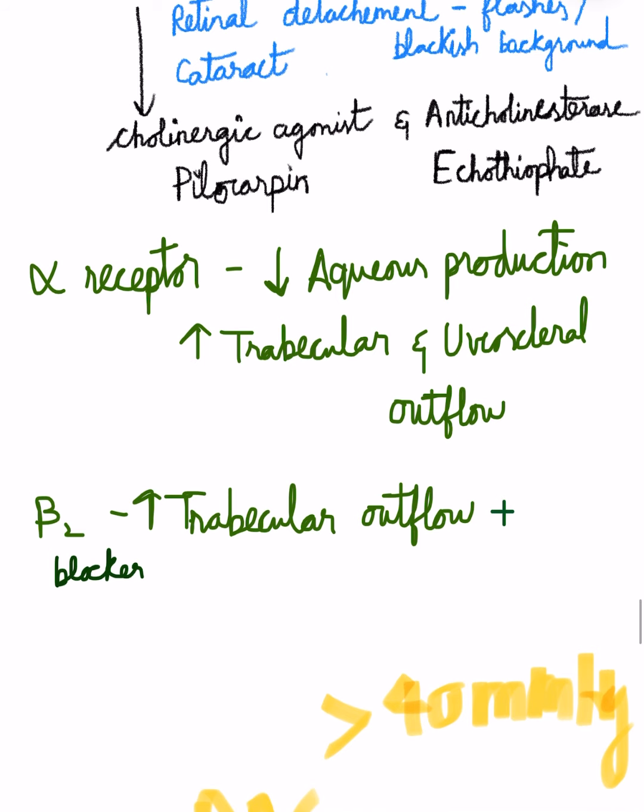When we target the alpha receptor with the help of adrenergic agonists, it causes decreased aqueous production. Thus the target is achieved: production is decreased, and trabecular outflow is increased, plus uveoscleral outflow is also increased. So we have to stimulate this alpha receptor. In the case of the beta receptor, when it is stimulated, it decreases the trabecular outflow. So we are planning to block this receptor. With the help of beta blockers, we plan to increase the trabecular outflow.